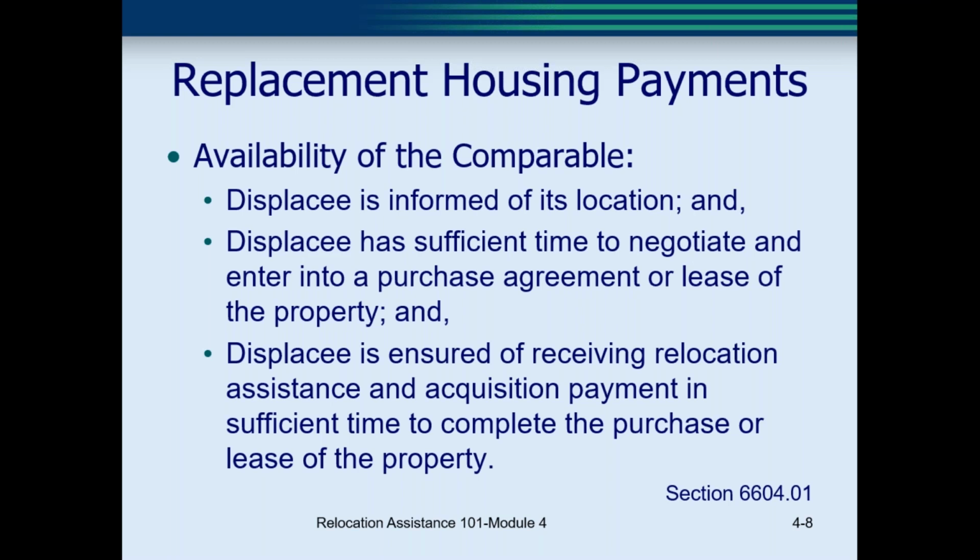A comparable replacement dwelling will be considered to have been made available to the person if, number one, the person is informed of its location. The offer letter that you will give contains the address of the prime comparable dwelling. Number two, the person has sufficient time to negotiate and enter into a purchase agreement or lease of the property. Well, the comparable must be available to the displacee at the time of the offer.